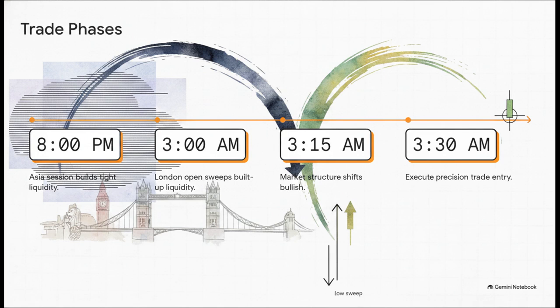Now, the Asia session is notorious for creating these tightly bound, highly liquid channels. Retail traders are happily stacking their stops just above and below this range while they sleep. What do we do? We sit back. We wait for the high-volume London Open to manipulate that built-up liquidity.